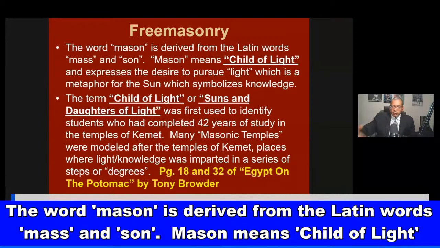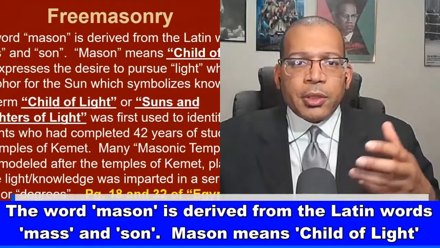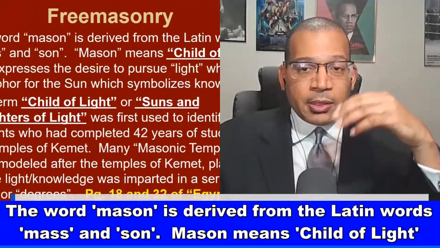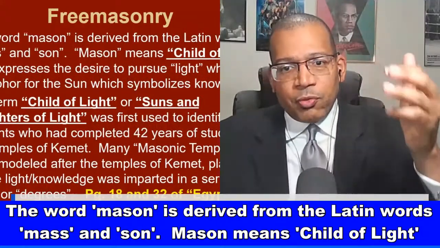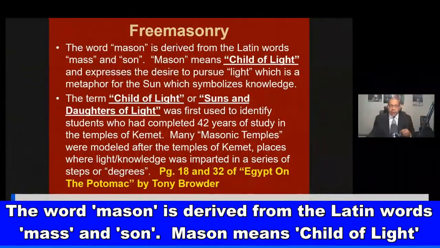And he talks about the 7 liberal arts and the concept of getting your credentials at an institution of higher learning in a series of steps, in a series of degrees: associate's degree, bachelor's degree, master's degree, PhD. That comes out of the Nile Valley region of Africa also. Read Egypt on the Potomac by Tony Browder, pages 18 to 32.